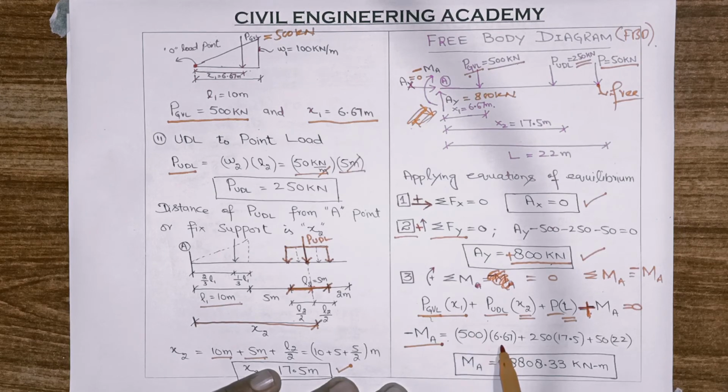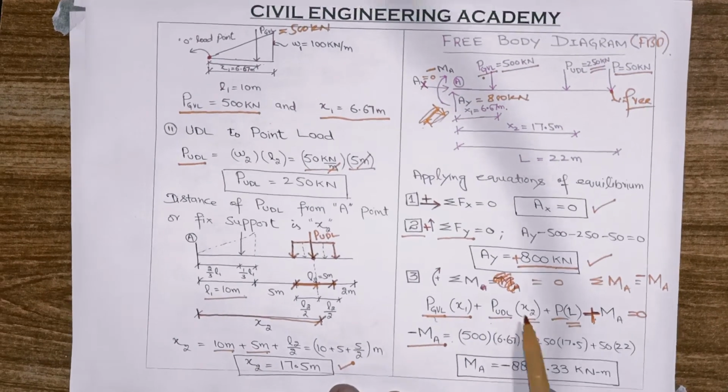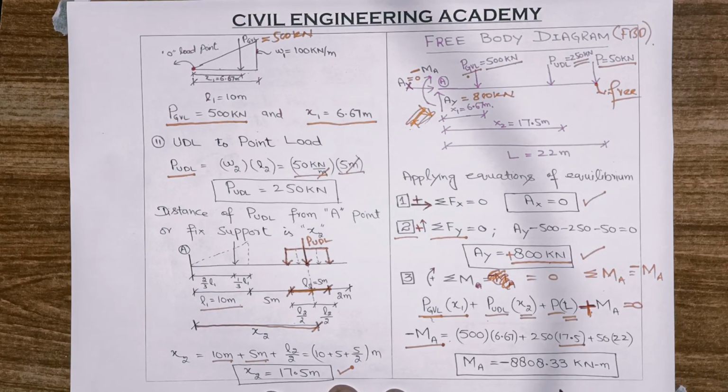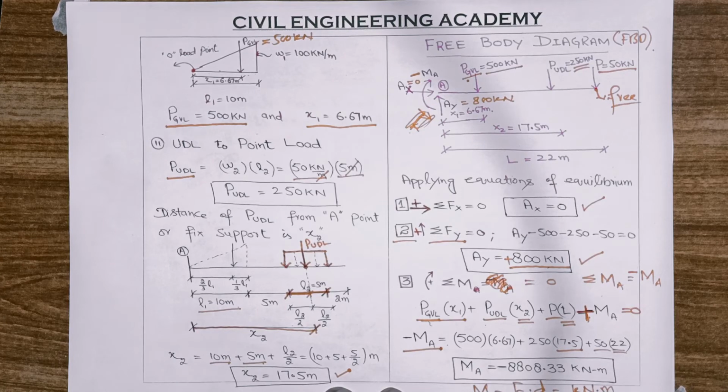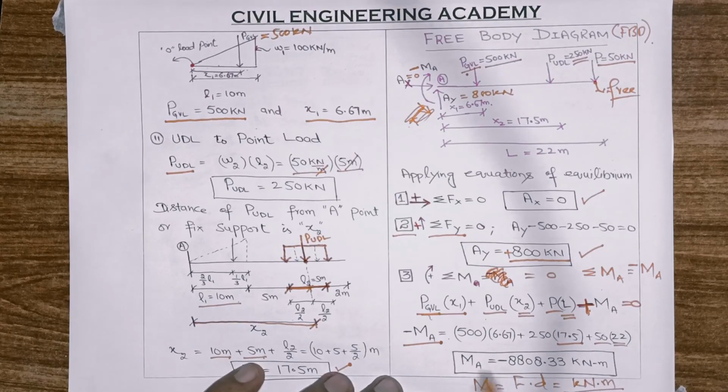Pgvl is 500, its moment arm is 6.67, plus Pudl is 250, its moment arm is 17.5, P is 50 and its moment arm is 22. So when we calculate the product and sum of all these values using a calculator, it becomes 8808.33 kilonewton meter. So this is the unit. This is moment, because moment is equal to F into D, and the unit of force here is kilonewton and displacement or moment arm is meter, so the unit of moment is kilonewton meter.